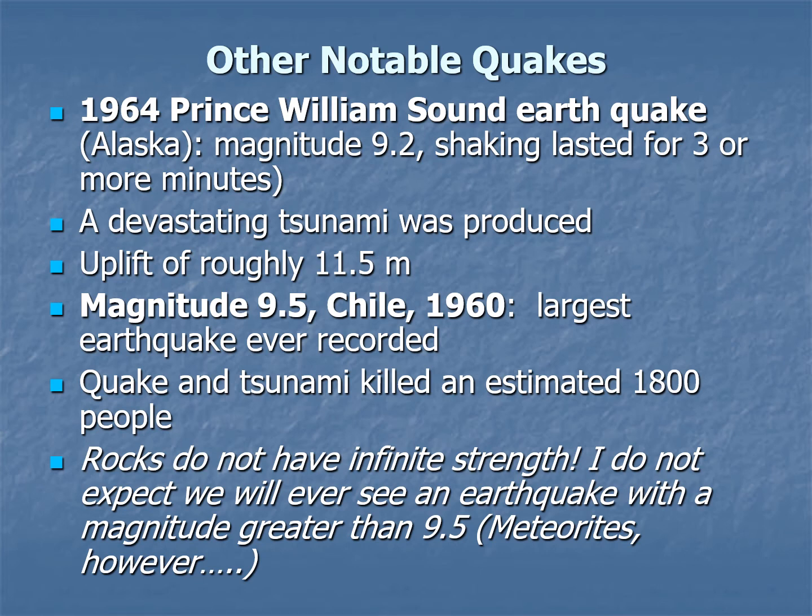Okay, other notable earthquakes. Yes, I want you to know something about the 1964 Alaska earthquake, Prince William Sound. 9.2, probably the second largest quake that we've seen on this planet. Shaking lasted for 3 or more minutes. That's terrifying. This was ocean to continent subduction zone. We could also think of this as a megathrust quake, meaning it happened at the plate boundary interface. And it produced a devastating tsunami. Uplift of roughly 11.5 meters.